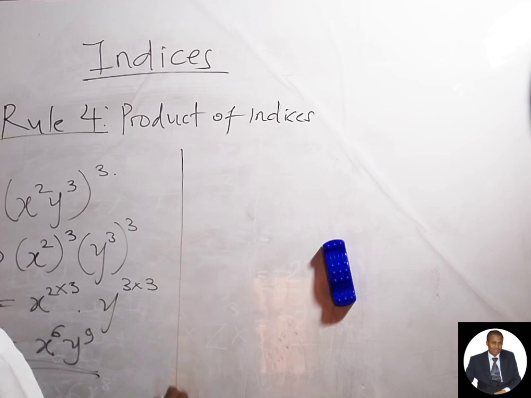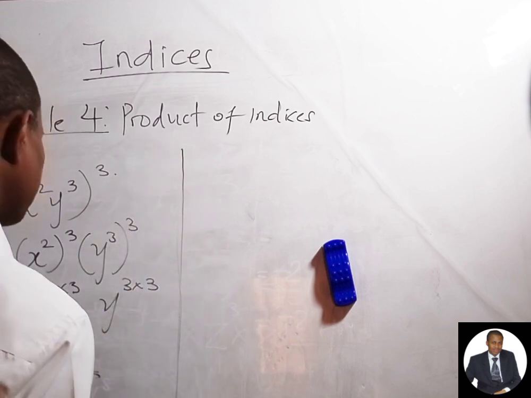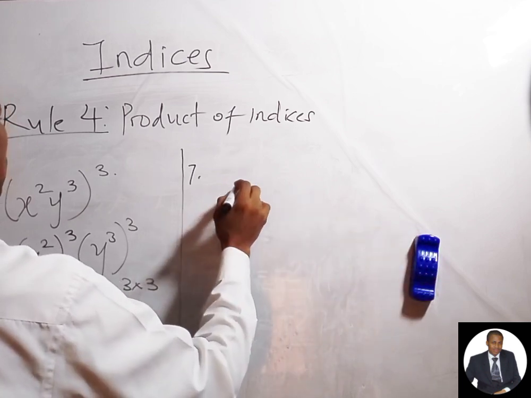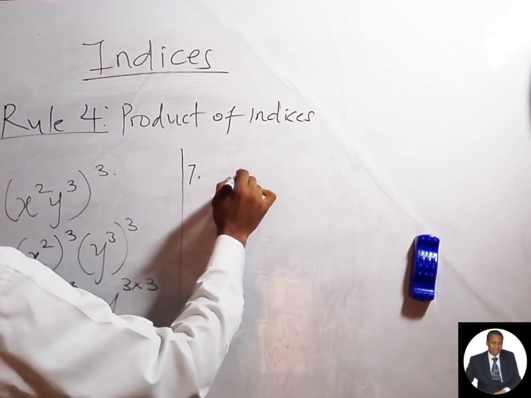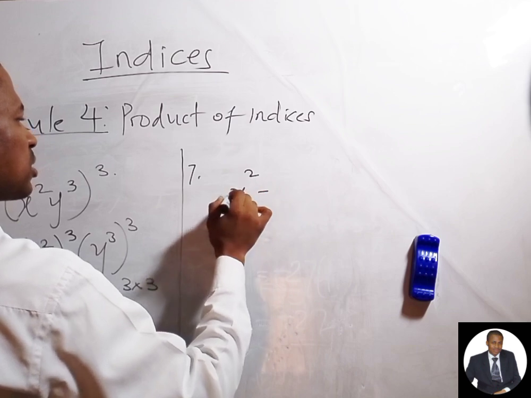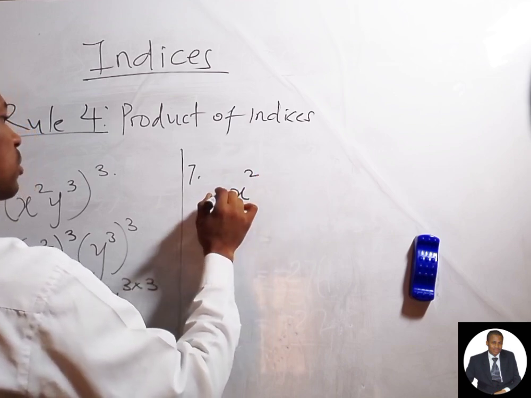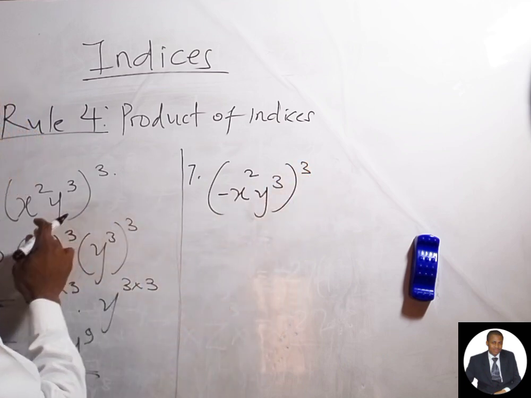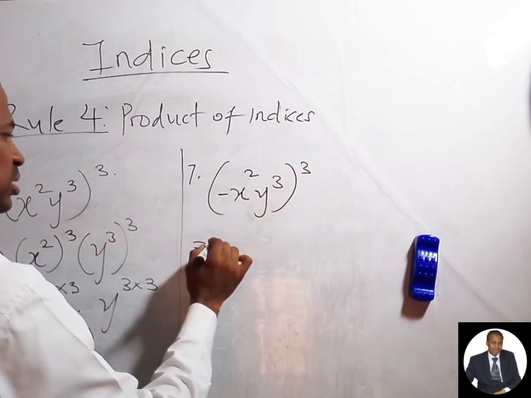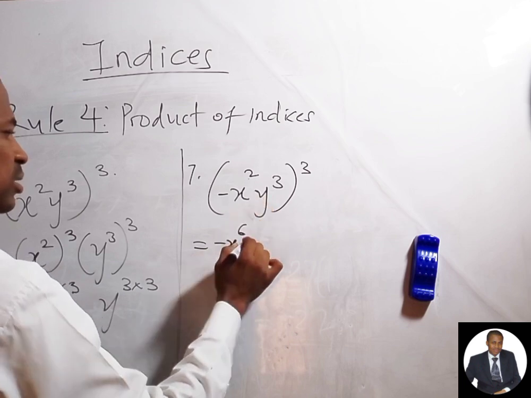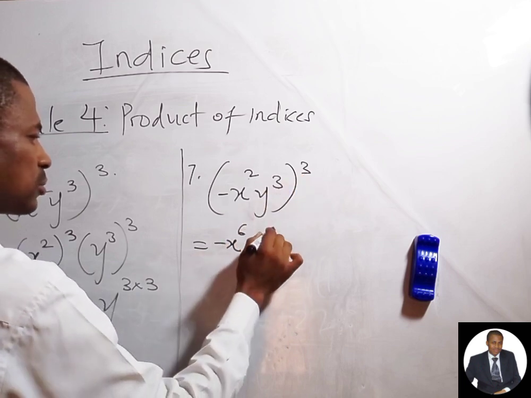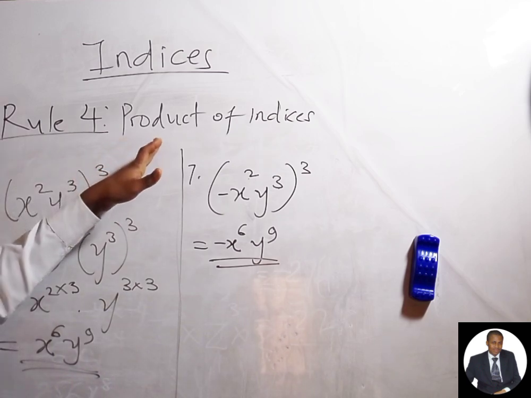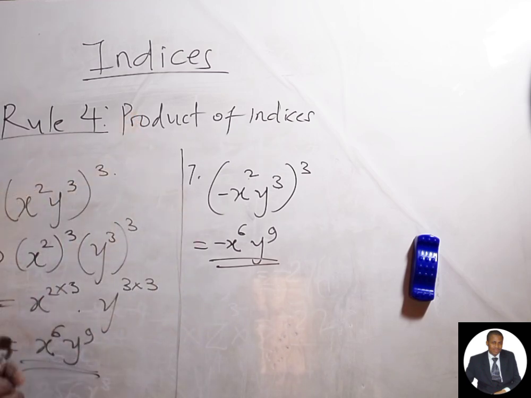We may have a different question that says, let's use something like x squared minus, let's say x squared y to the power of 3. What we'll have, we just say 2 times 3, 6, x to the power of 6, then 3 times 3, 9. This is what we have. Product of indices, anything within the brackets.